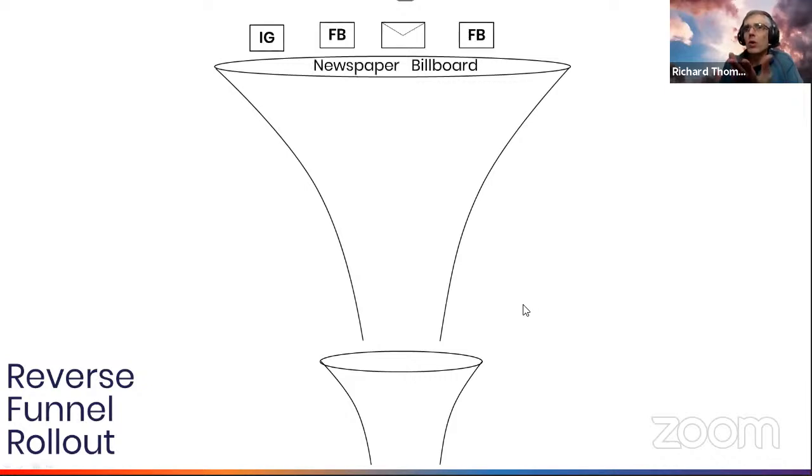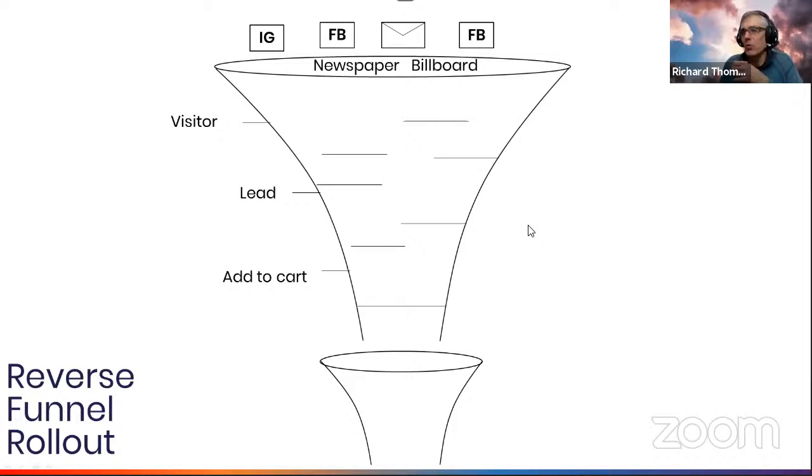So again, you might have at the top of your funnel Instagram, Facebook, email, newspapers, billboards, whatever, all kinds of things feeding into the top of the funnel. And as they go down, at this first stage, they're a visitor. Then as they engage with more material, they start to become a lead. Then they might add to cart to the point where they become a buyer.